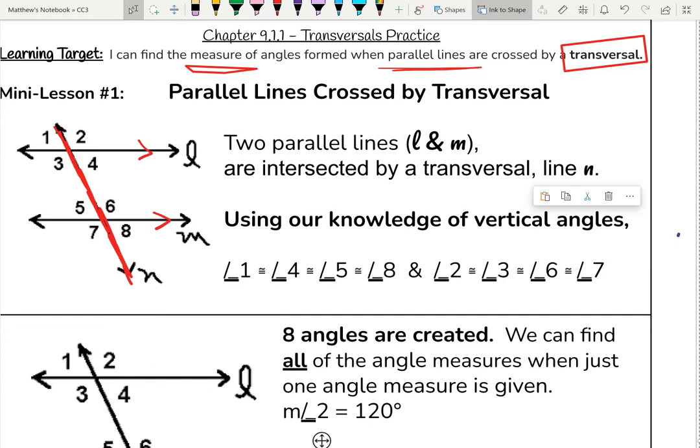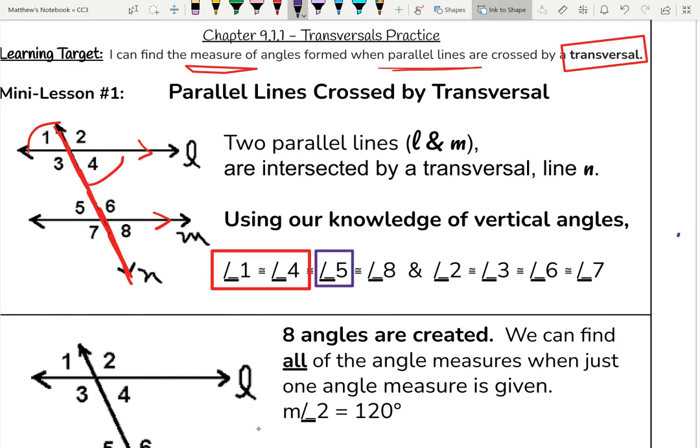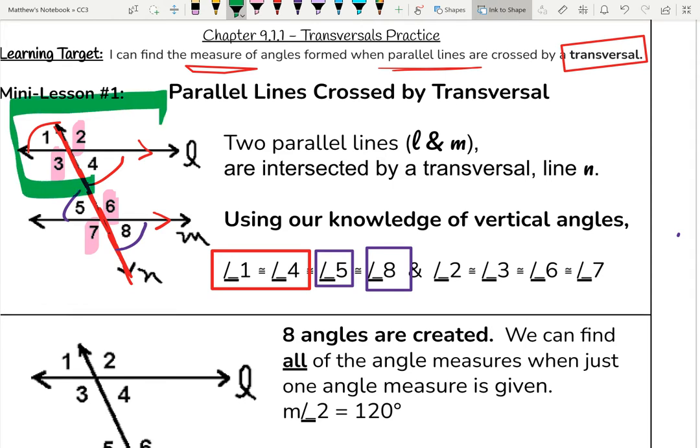So using our knowledge of vertical angles, we can make the conjecture that the measure of angle 1 is congruent to the measure of angle 4, and the measure of angle 5 here is congruent to the measure of angle 8. We can also make the conjecture that 6 and 7 are the same angle measure, as well as 2 and 3. Notice these are basically just mirror images of each other, because what we see up top here, these four angles, are the same as these four angles down below.